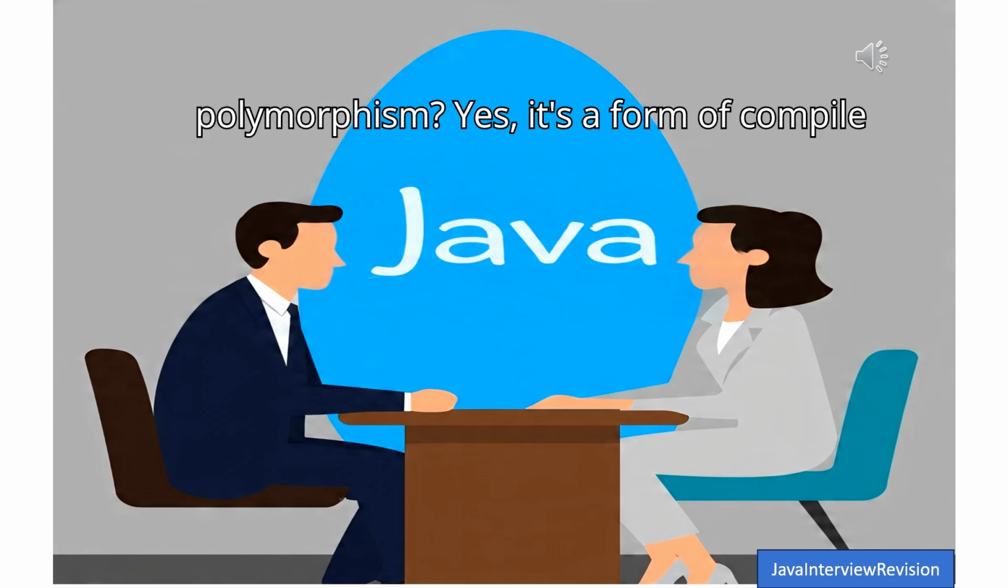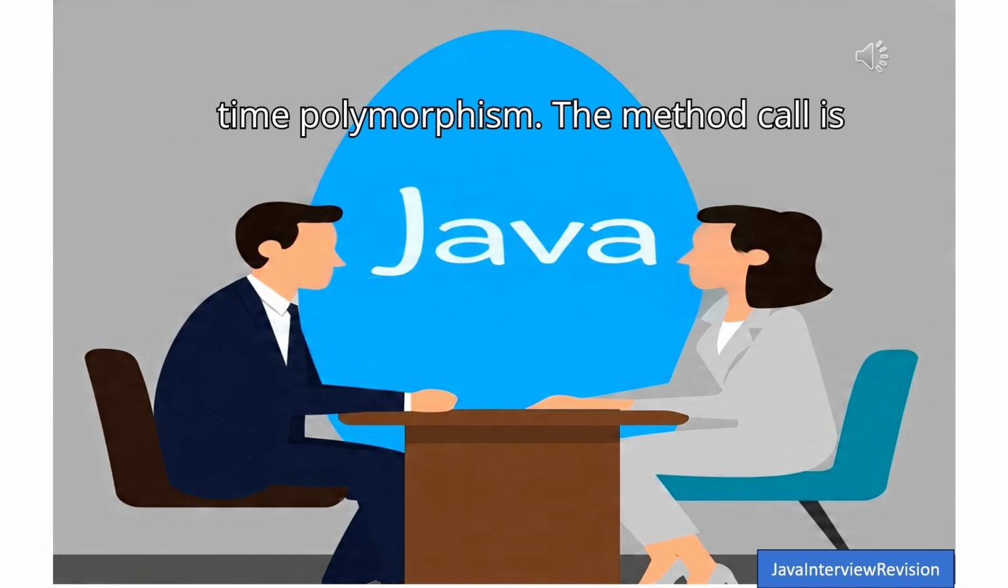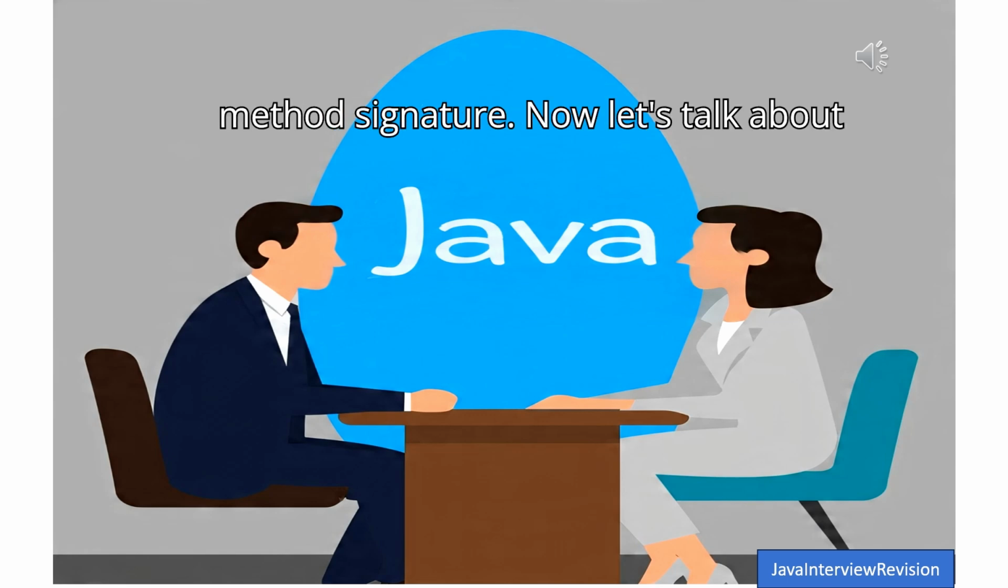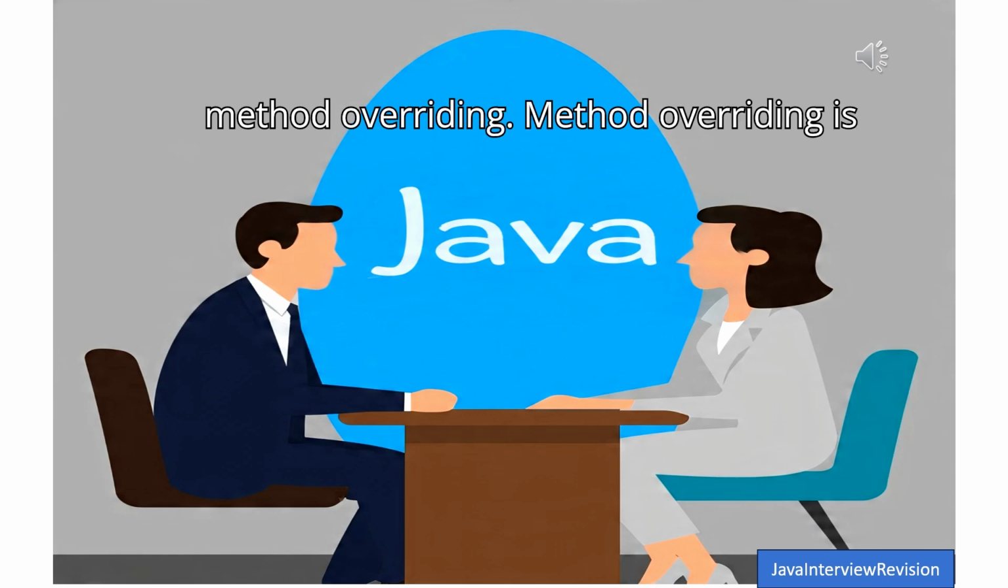Is overloading polymorphism? Yes, it's a form of compile-time polymorphism. The method call is resolved at compile time based on the method signature. Now, let's talk about method overriding.